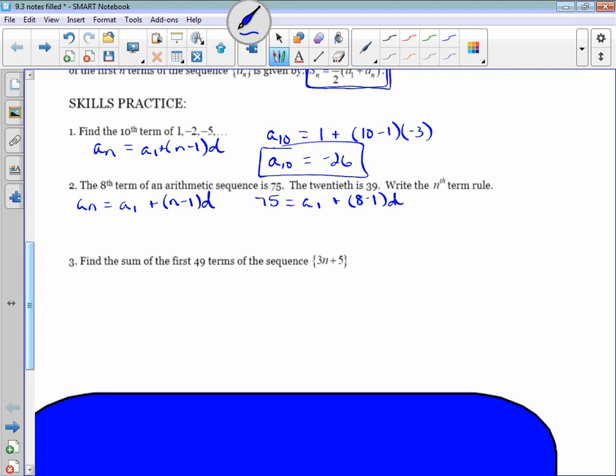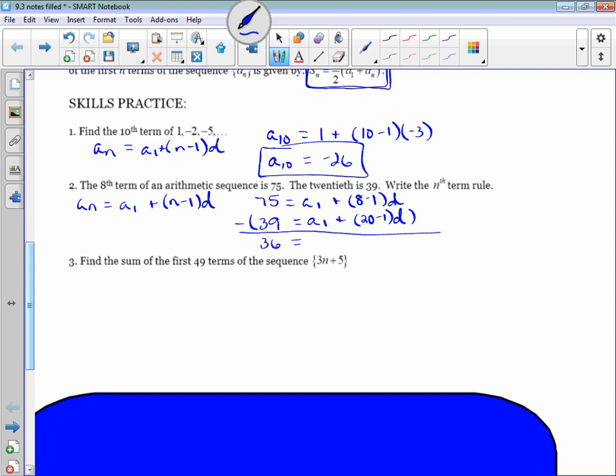But then I have other information about the 20th term. So the 20th term is 39, so 39 equals, again, I do not know a sub 1, but I know this is 20 minus 1 times d. You guys see how that's a system of equations? You have two variables, two equations, okay? Do you remember doing elimination? Where you could just add or subtract the equations. I'm going to just subtract them because that'll eliminate my a sub 1. So, what is 75 minus 39? 36.